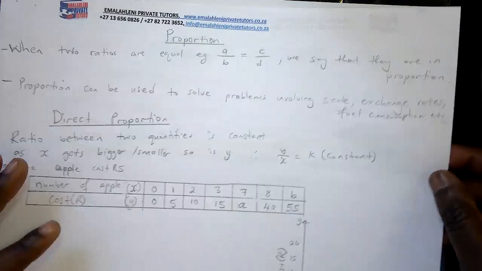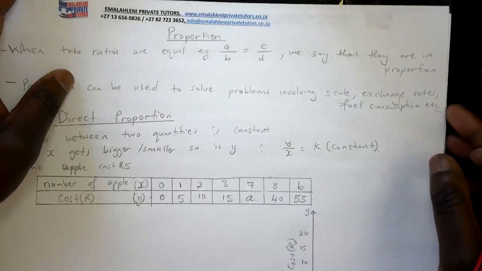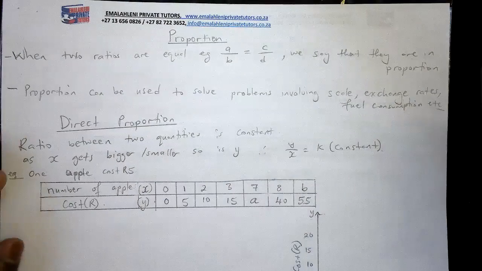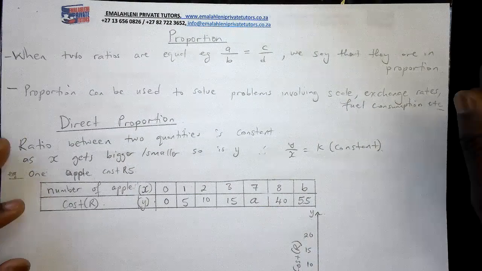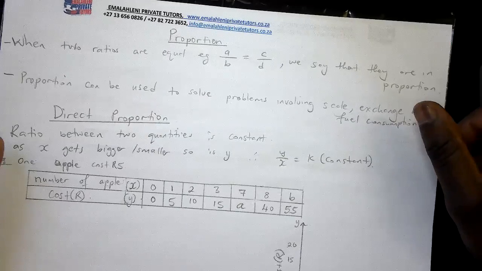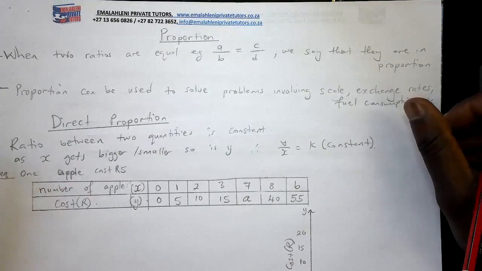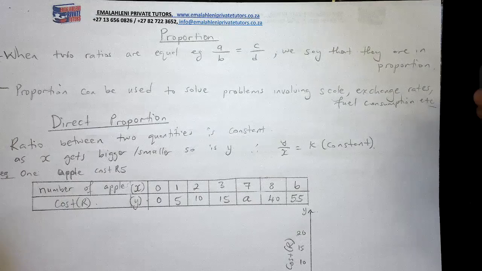Now let's move on to what we call a proportion. Proportion: when two ratios are equal, we say they are in proportion. For example, A over B is equal to C over D. We say that they are in proportion. Proportion can be used to solve problems involving scale, exchange rates, and fuel consumption.